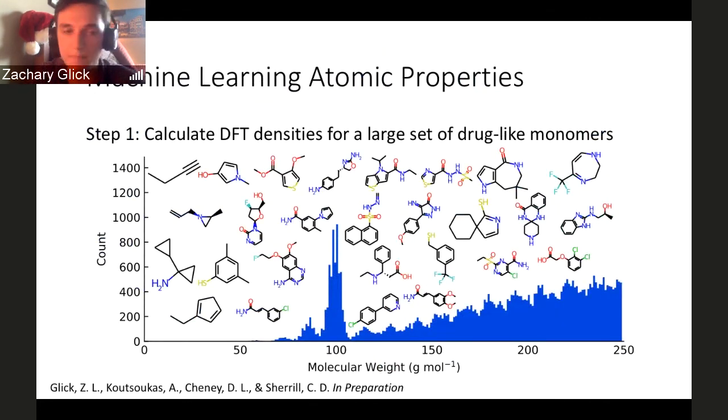So like I said, you need a big data set of monomers. Here's a representation of what we came up with. We have about 50,000 monomers, all calculated and run with Psi4 DFT. They are all organic or drug-like monomers. They have all sorts of rings and bonds and atom types and should be pretty representative of any ligand we might see in a protein-ligand interaction.